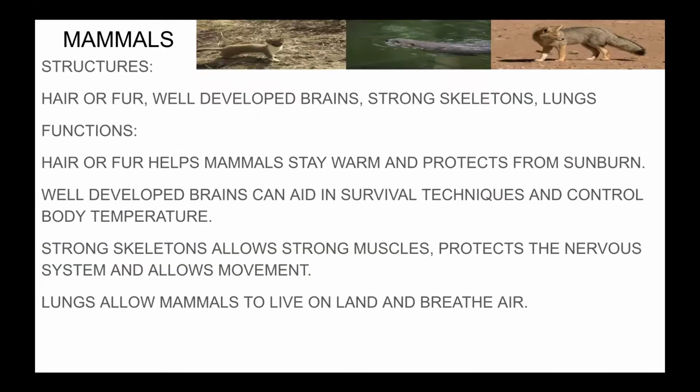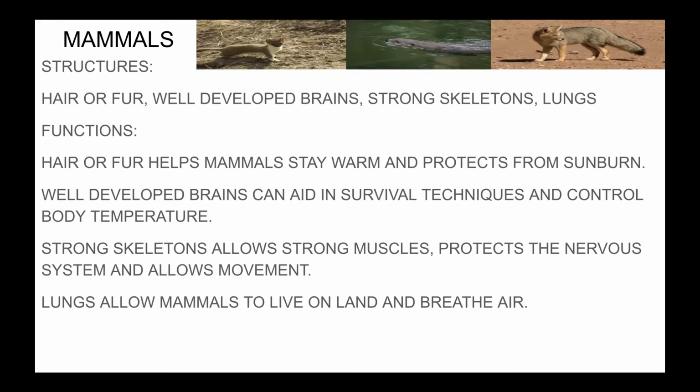So mammals, let's talk about several kinds of structures. Hair, they have hair or fur. They have well-developed brains, strong skeletons, and lungs. So what are the functions of those structures? The hair or the fur helps the mammals stay warm, protects them from sunburn, helps them be camouflaged. There's a lot of different functions for hair or fur.